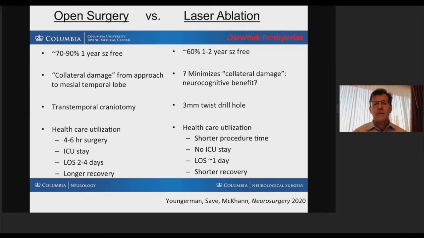So when we summarize open surgery versus laser surgery, once we've determined that the seizures are truly mesial onset, open surgery does better. A lot of these are MTS cases, but open surgery does better. And it makes sense that it would, because we're able to remove a lot more brain than we are able to ablate with laser. But it's a bigger surgery with more potential collateral damage, requires a craniotomy. It's a longer surgery. Our patients still go in the ICU overnight. Most patients are in the hospital 2 or 3 days and a longer recovery.